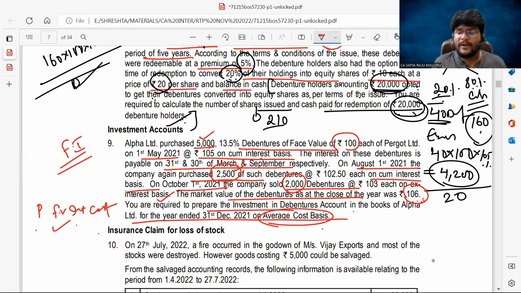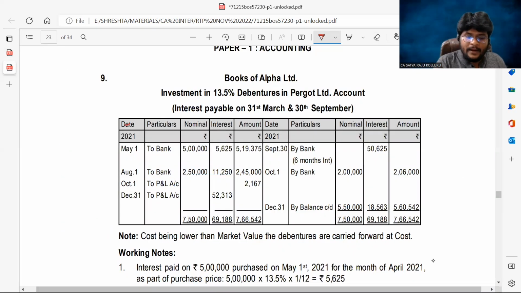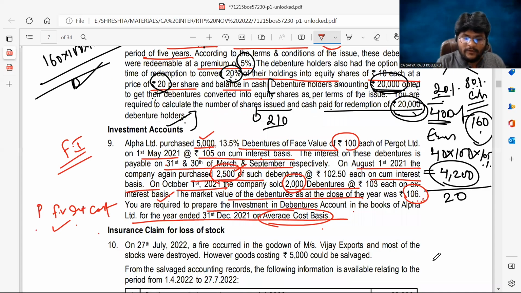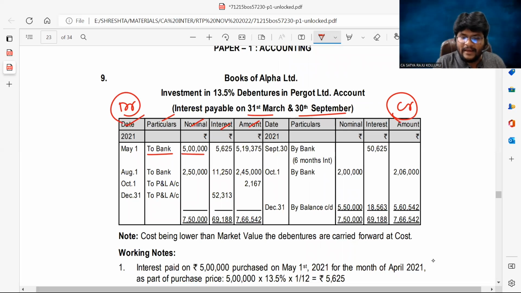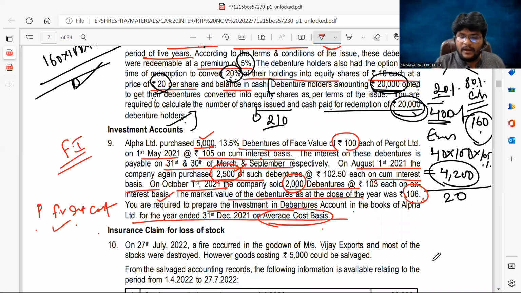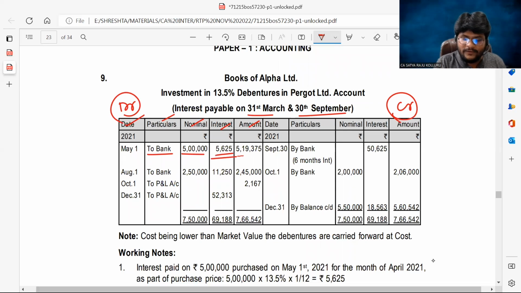So the typical investment account format: date, particulars, face value, interest, amount, both on debit side as well as credit side. Due dates 31st March, 30th September. We purchased as on 1st May 2021, 2 bank, face value 5 lakh. Interest you can calculate from the date of purchase to last date of payment. Last date of payment may be 31st March. 31st March to 1st May means only 1 month. That is 5 lakhs into 13.5% into 1 by 12, which is 5625.